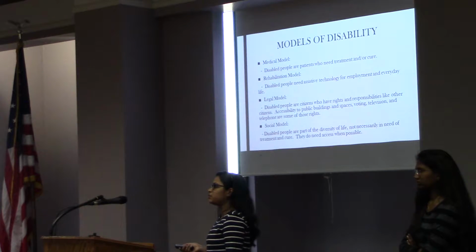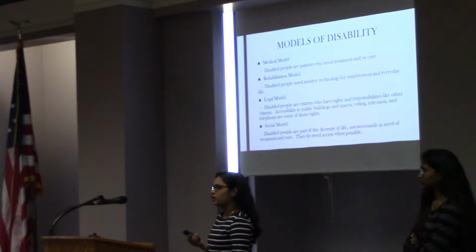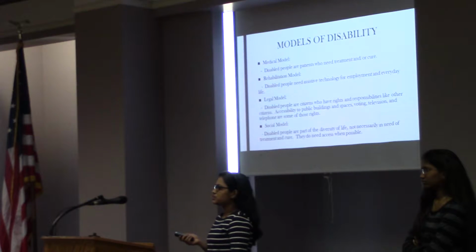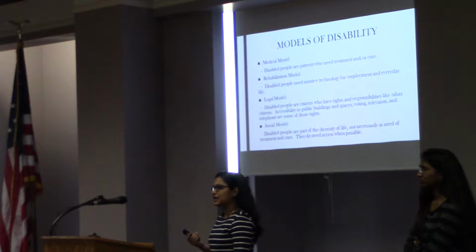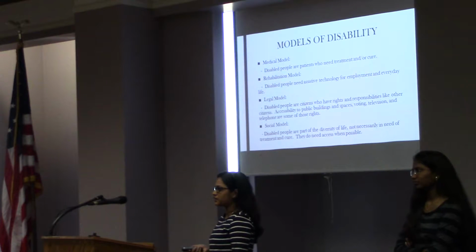And next is the legal model. The rights we have in society, even disabled people should have the same. So this is the legal model. And the social model, this is the diversity of life, how we are leading our life, on social media, etc. should also be the same for disabled people.